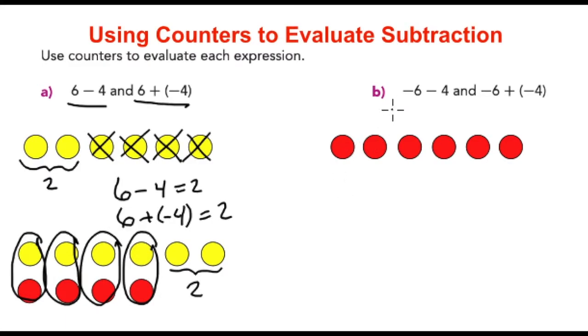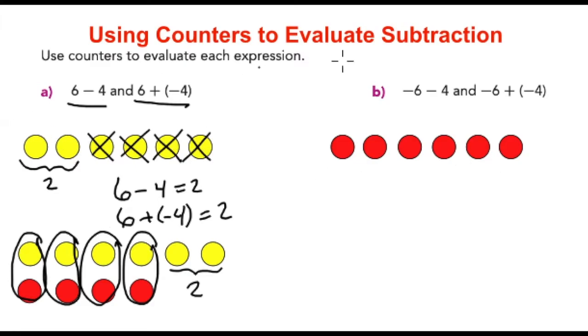For part B, it's a little different now. So we have 6 negatives to start with, and we're trying to take away 4 positives. What you'll notice up here, though, is that we don't have any positives to take away. So if we don't have positives to take away, we need to think about something that we could bring into the problem that isn't going to change this negative 6.